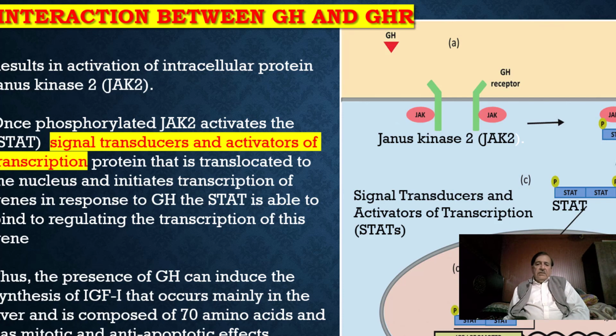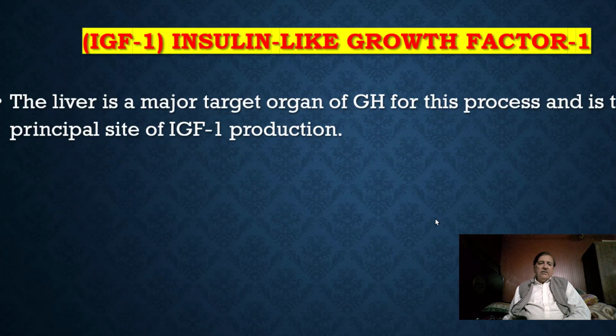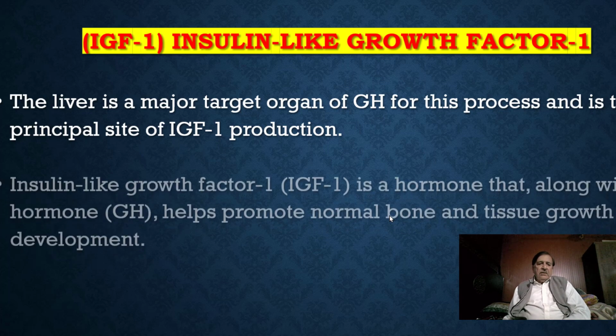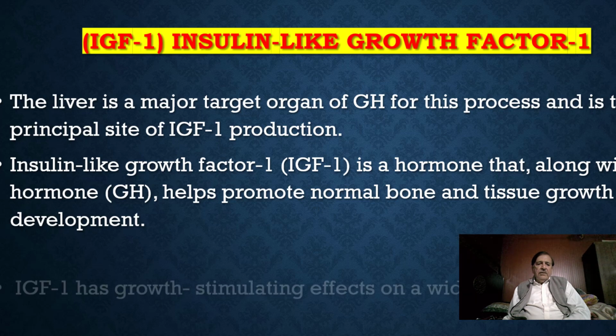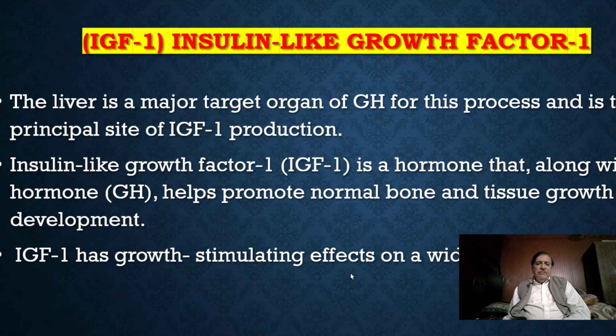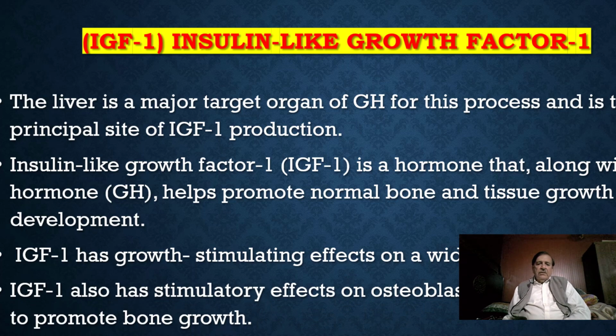When this insulin-like growth factor 1 is produced, it is then added to the blood and it acts on various organs in the body. The liver is a major target organ of growth hormone for this process and is the principal site of insulin-like growth factor production. Insulin-like growth factor is a hormone that, along with growth hormone, helps promote normal bone and tissue growth and development. IGF-1 has a growth-stimulating effect on a wide variety of tissue. It also has a stimulatory effect on osteoblast and osteoclast activity to promote bone growth. In addition to increasing height in children and adolescents, growth hormone has many other effects on the body.